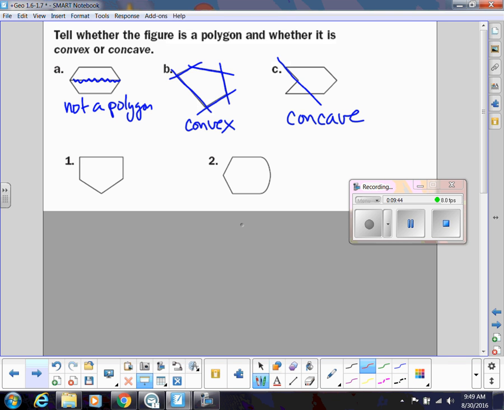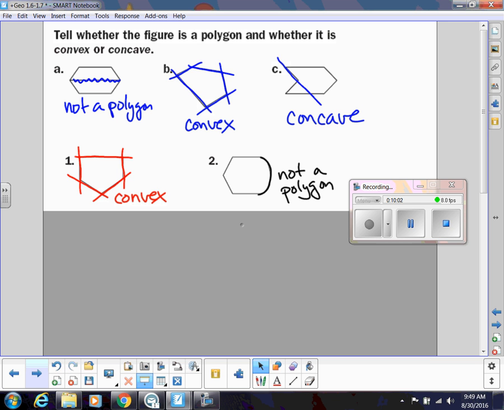This kind of looks like home base, but it looks like an upside down house, so you should probably recognize that that's a polygon that is convex. And this one has this curved side, so that's not a polygon. If you have questions about that, ask me in class.